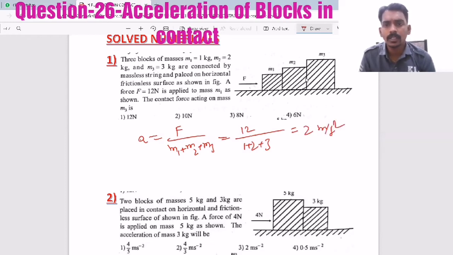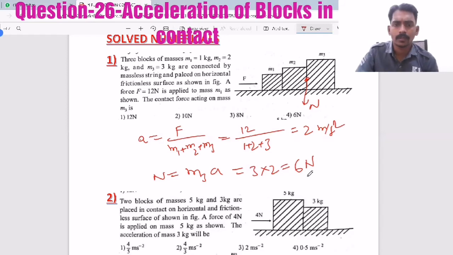Now the normal reaction on m3 is the total mass pushed by it, that is m3 times acceleration. m3 is 3, so 3 into 2 is 6 Newton. This way you need to find the same thing.